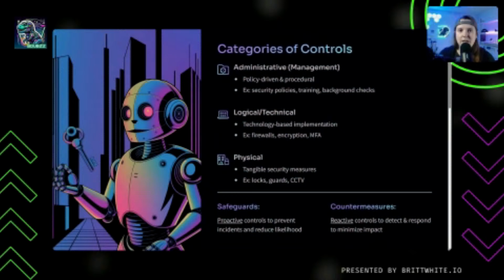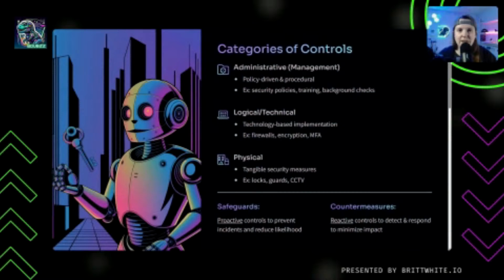Countermeasures are the exact opposite. They are reactive controls, and they're designed to detect and respond to security incidents that have already begun or occurred. Countermeasures are primarily detective, corrective, and recovery controls. They focus on minimizing the impact of a risk event.